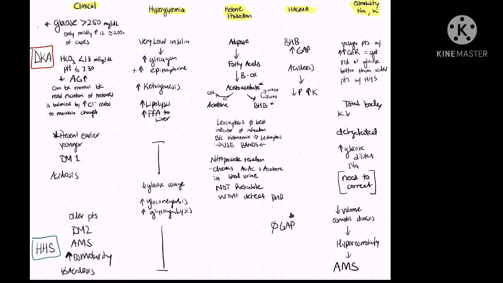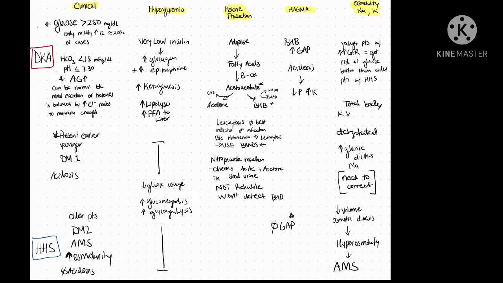The main problem with HHS is insulin resistance and dehydration. So you're going to have a decrease in volume. All that glucose will give you osmotic diuresis. That's going to increase the osmolarity, and that is going to give you altered mental status because that affects the fluid distribution in the brain.